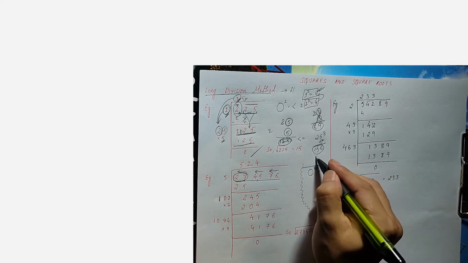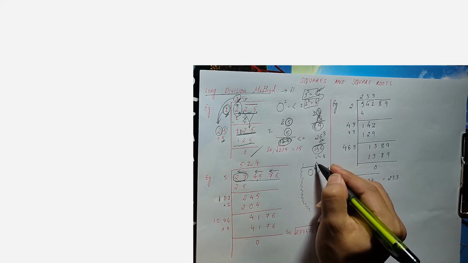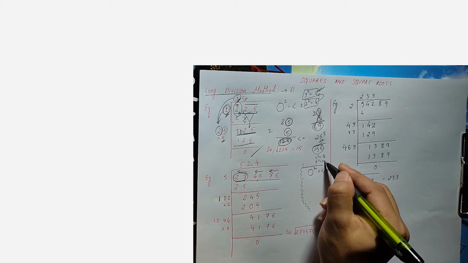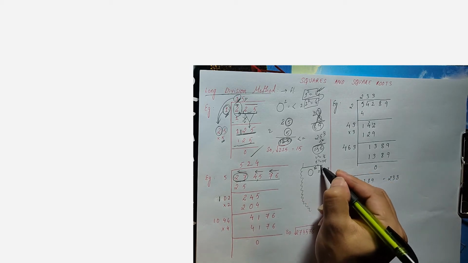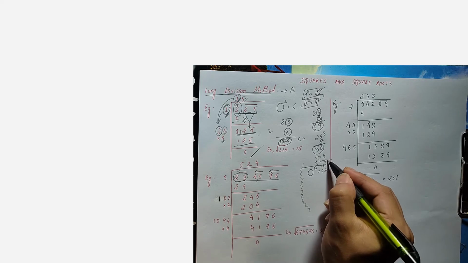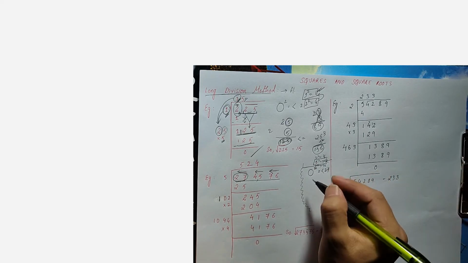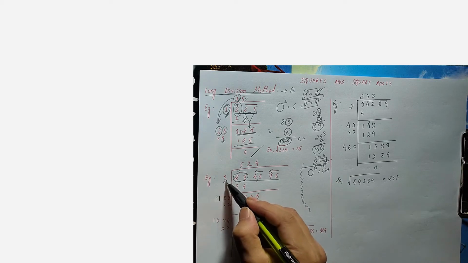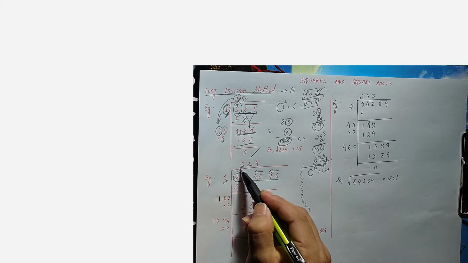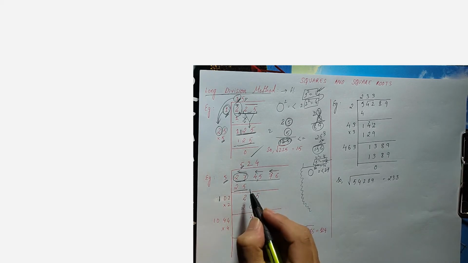Okay, so we know 4 square is equal to 16, and 5 square is equal to 25, 6 square is equal to 36. So the only number possible is 5, because 5 square is 25. So let's take that. 5 square means 5 into 5. 5 into 5 is 25. Next step, subtract. So 27 minus 25 is 2.